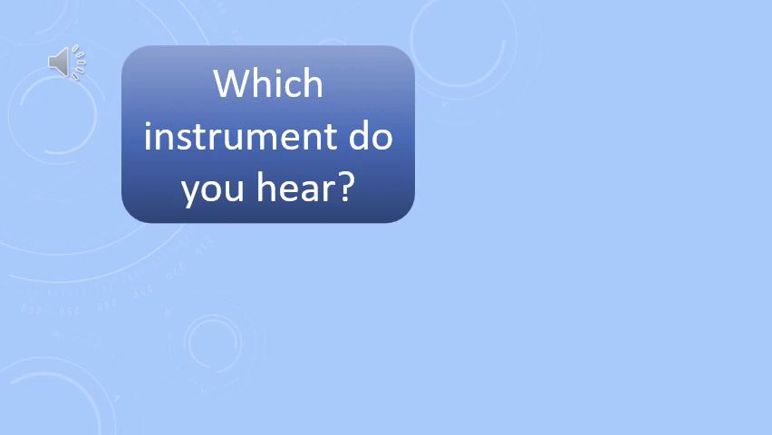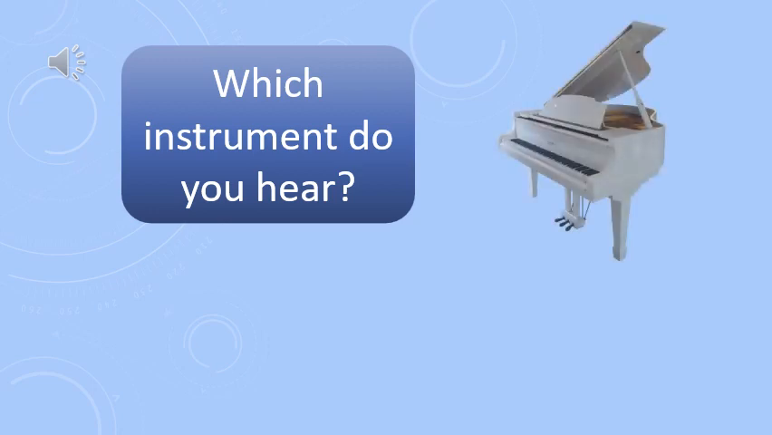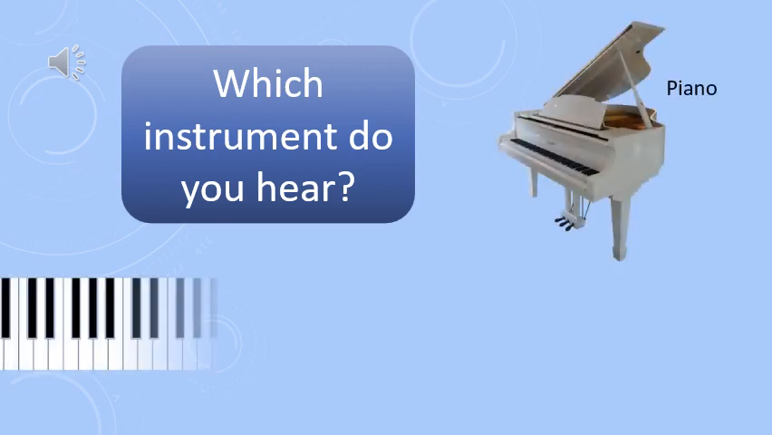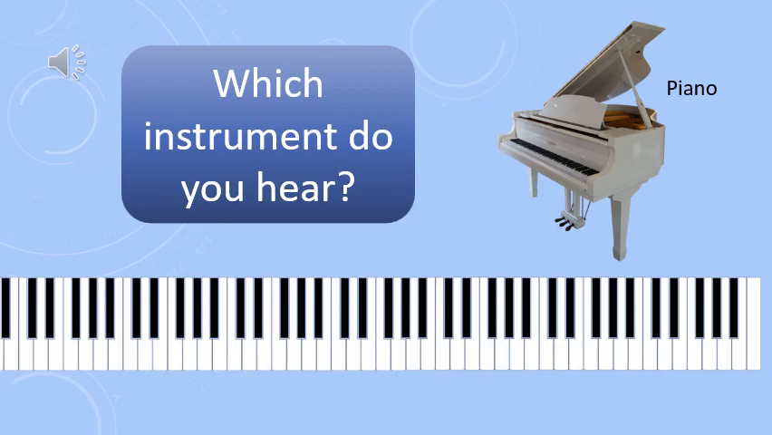We will now listen to one instrument. See if you can identify which instrument you hear. This was the sound of a piano. A piano is a keyboard instrument which produces sound when the keys are pressed.